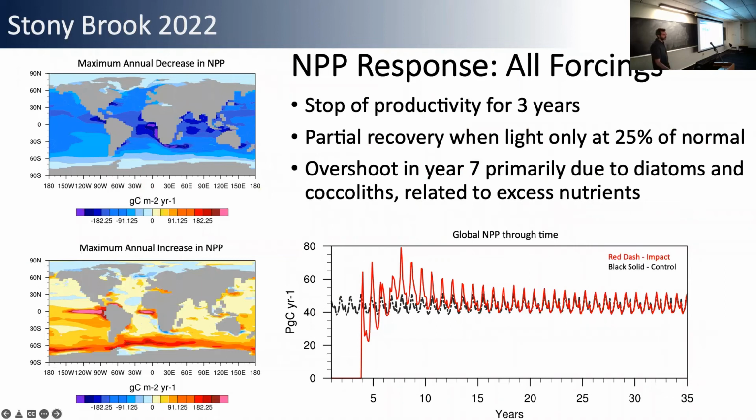And so what we get is a period of zero photosynthetic activity going on. Our primary productivity goes to zero as well. And then once light is able to recover, even partially, especially for the diatoms, with this additional dust deposition, we get this massive increase in productivity and get several spikes above the background levels that persist 15 years or so into the future.